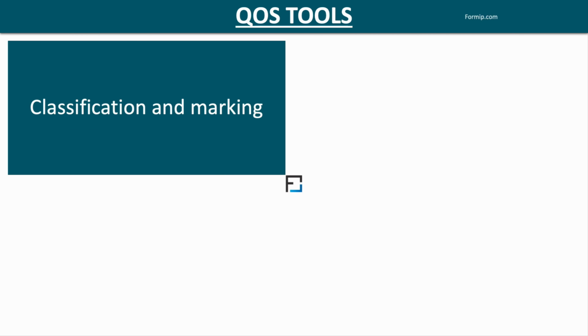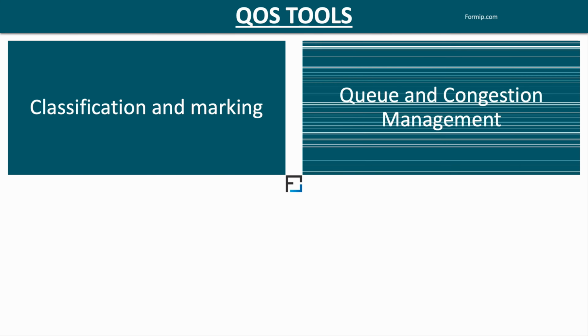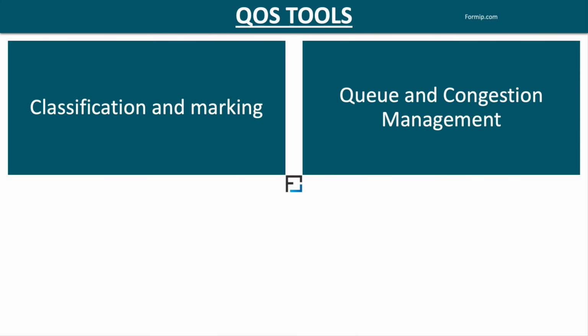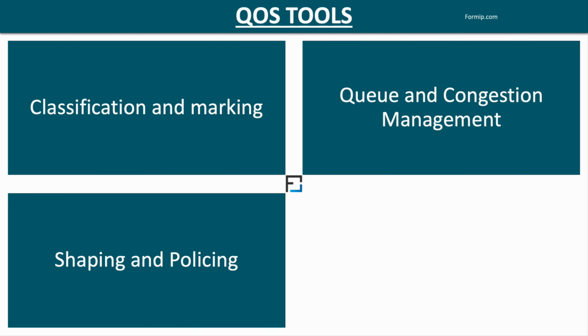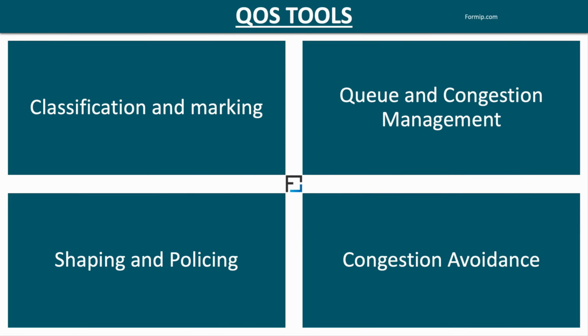Classification and marking allows you to identify and mark packets so that they can be treated differently. We have queuing and congestion management. That is to say that instead of having a large queue where packets will be processed with the FIFO, first in, first out, mechanism, it is possible to create several queues with different priorities. Shaping and policing are used to limit traffic. And there is congestion avoidance, which allows you to manage packet loss and reduce congestion.